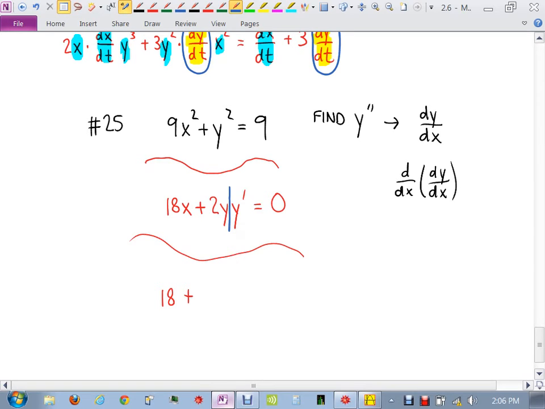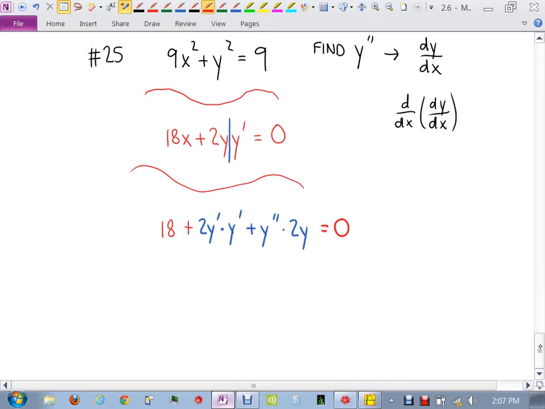What's the derivative of 2y with respect to x? 2y prime. Times y prime again, plus what's the derivative of y prime with respect to x? Y double prime. Times 2y equals 0. You see how that blue part is the product rule on that piece there?